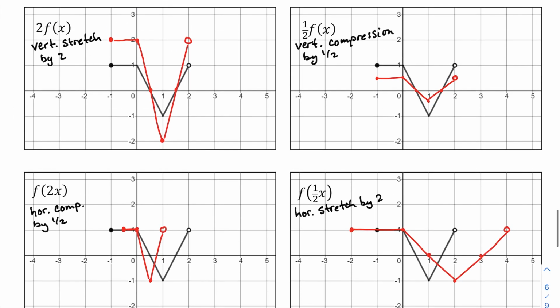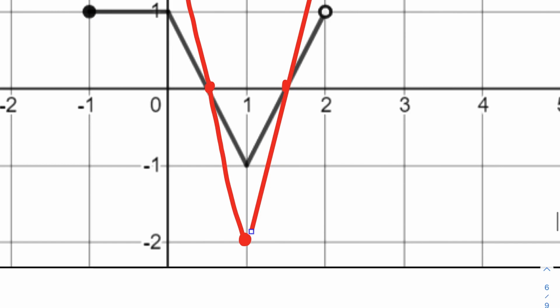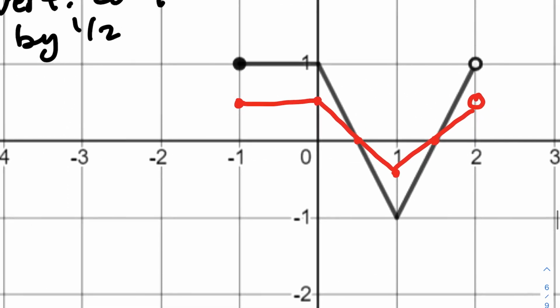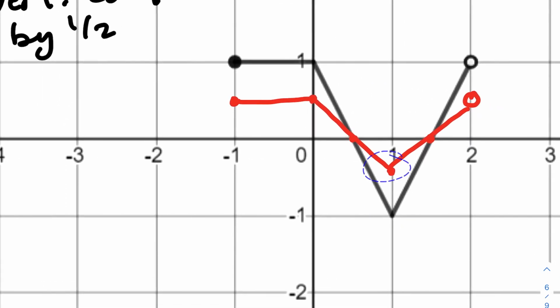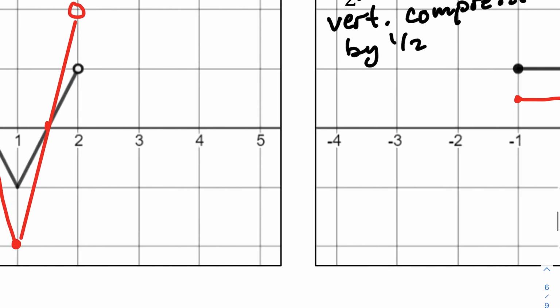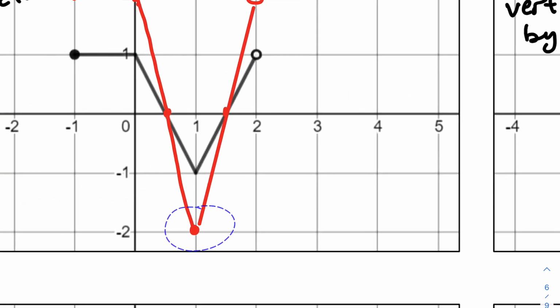Notice when you compare stretching vertically versus horizontally that the height of the peaks and valleys, like look at this right here, the height of that sharp corner was exaggerated, it was pulled down. Right? In the case of the compression, the corner here got closer to the x-axis, over here it got further from the x-axis.